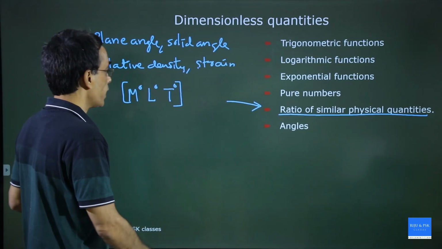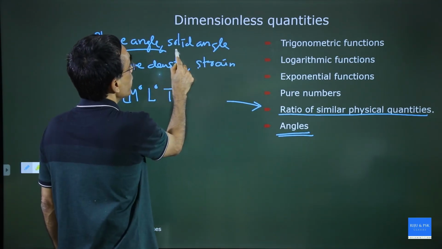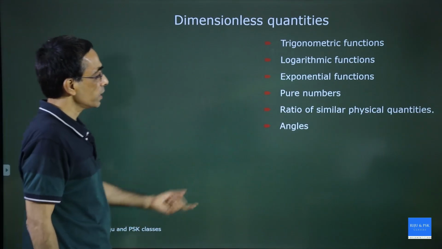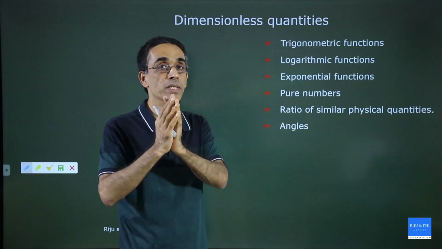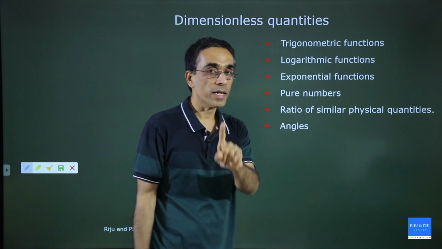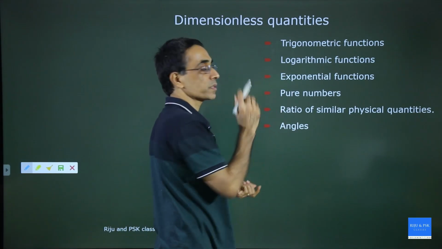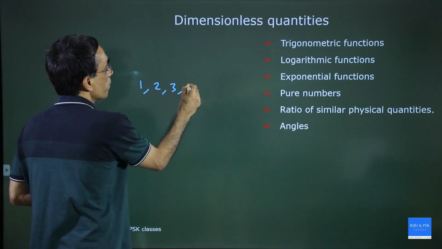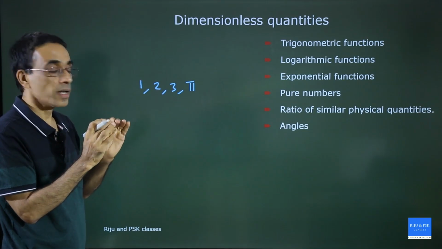Similarly, angles, solid angle as well as plane angle, do not have dimension. So, first point, if you see an angle in an equation, understand that it is dimensionless. Similarly, if you see a ratio of two similar physical quantities, again understand that it is dimensionless. Then pure numbers. Pure numbers mean numbers like 1, 2, 3, pi, etc. They do not have a dimensional formula.